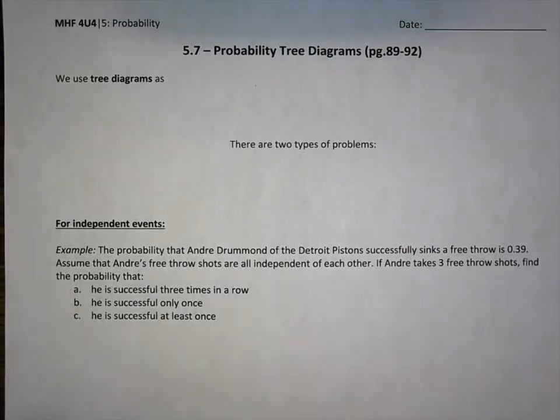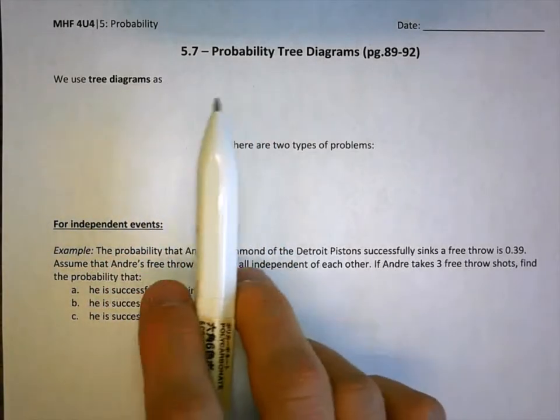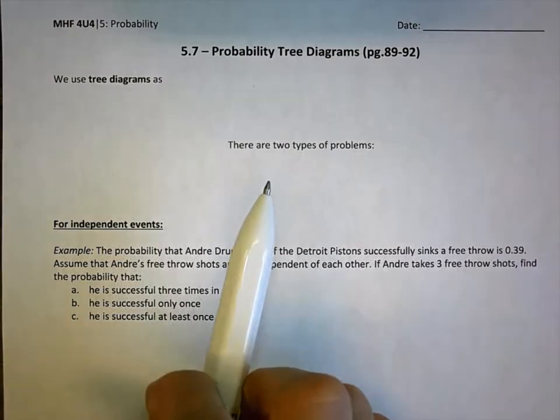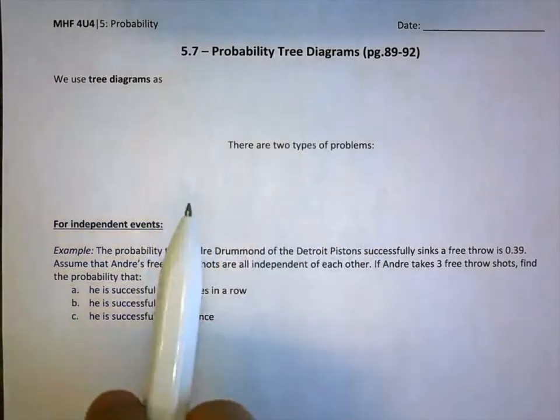Hello, Mr. Claudia here, and today we have our final lesson in the probability chapter, and we're going to be learning another tool that we can use to solve probability problems. It is probability tree diagrams.